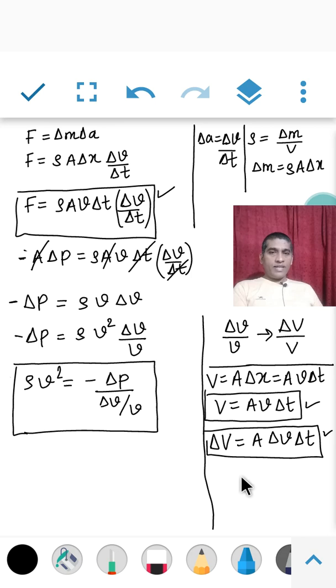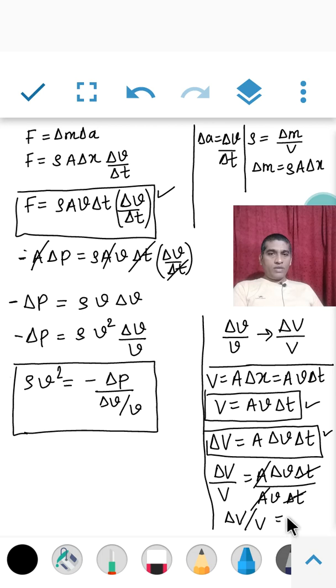So we have these two relations. Now let us divide delta V, that is the change in volume, by the original volume. So we get A delta v, that is change in speed, times time interval, divided by A original speed v times time interval delta t. Now let us cancel A, and delta t also cancels. So we get the change in volume to original volume equals the change in speed to original speed.